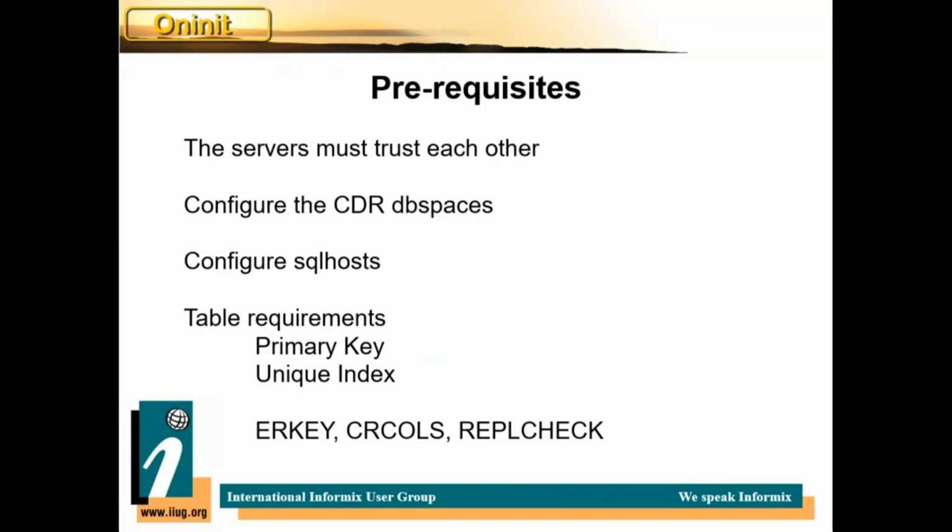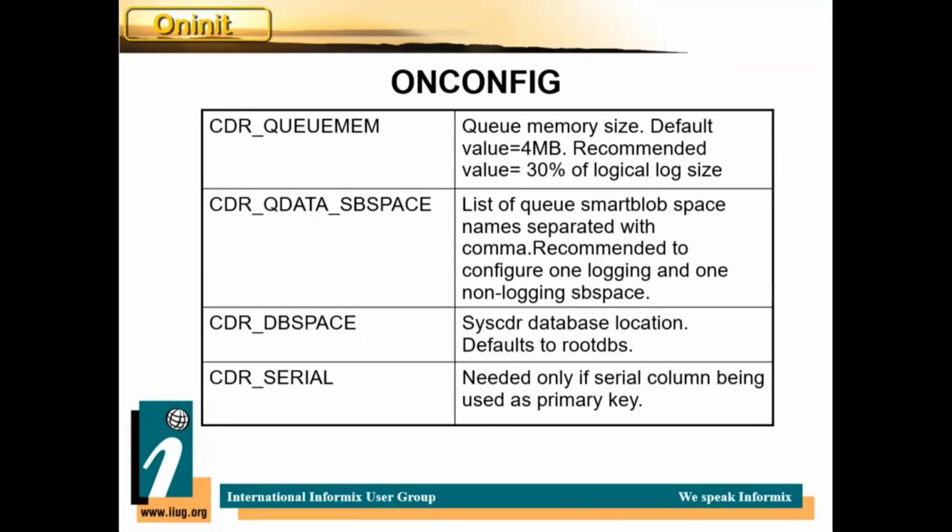We have to configure some DB spaces, and we'll touch on that in a second. We need to configure the SQL hosts, and again, we'll touch on that in a second. And there are some table requirements. We do need a primary key or unique index, and we might want to consider the use of shadow columns: ER key, CR calls, and REPL check. Again, we'll touch on them in a while. There are a number of onconfig variables that you might want to consider. These are the ones I would consider the important ones.